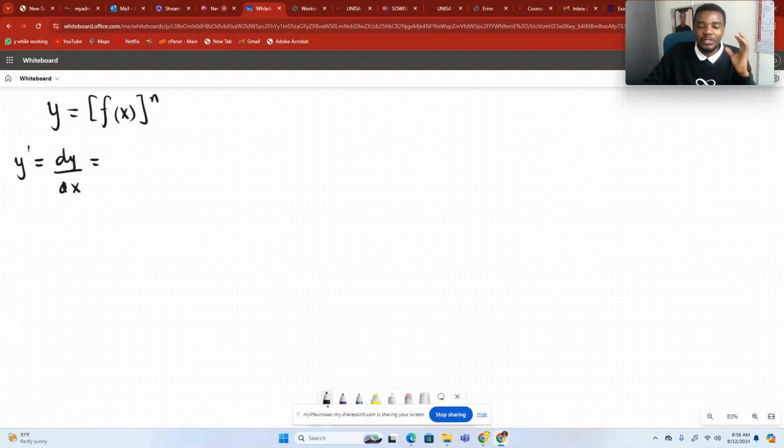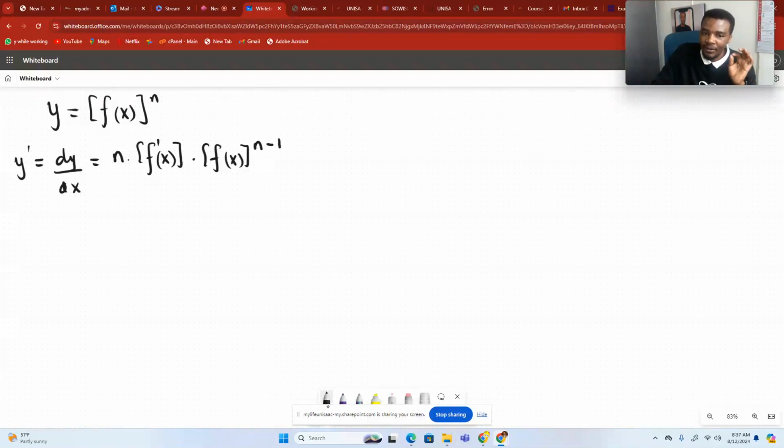To differentiate functions of this form, what you need to do is take this n and write down this power first, and then multiply by the derivative of f of x. Remember, f of x can be any function. It can be an exponential function, a trigonometric function, a polynomial function, etc. So multiply by the derivative of f of x, and then write again that function which is f of x, but this time subtract 1 from the power.